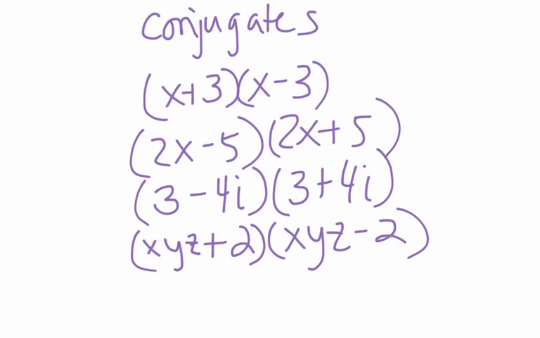But the idea is that you have the same things in the parentheses, but one of them is plus, one of them is minus. It doesn't matter what order they're in, and they're called conjugates of each other. They always come in pairs. So you have one and then you have the other. And what's super important about conjugates is that when you multiply them, the middle part is going to cancel out.